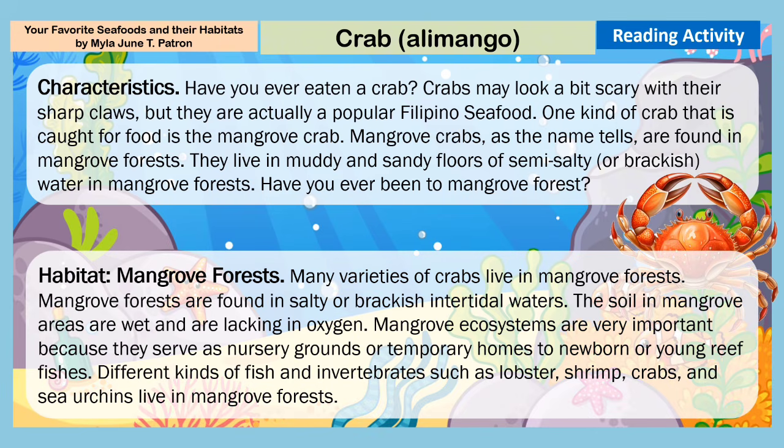Habitat: mangrove forests. Many varieties of crabs live in mangrove forests. Mangrove forests are found in salty or brackish intertidal waters. The soil in mangrove areas is wet and lacking in oxygen. Mangrove ecosystems are very important because they serve as nursery grounds or temporary homes to newborn or young reef fishes. Different kinds of fish and invertebrates such as lobster, shrimp, crabs, and sea urchins live in mangrove forests.